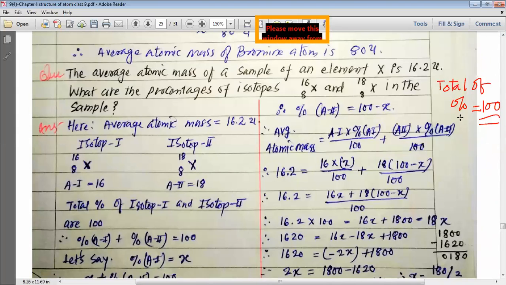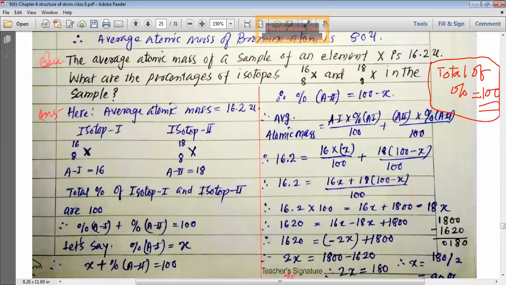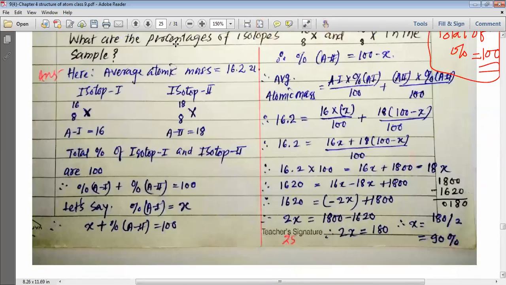So we can use this idea that the total of the percentage is always 100. We can suppose that isotope 1 has some percentage, and the other one will have 100 minus that. Now here let us answer these questions. Here the average atomic mass is 16.2, which is already given. For isotope 1, the atomic number is 8 and the mass number is 16. For isotope 2, the atomic number is 8 and the atomic mass is 18. So the atomic mass of isotope 1 is 16 and of isotope 2 is 18.